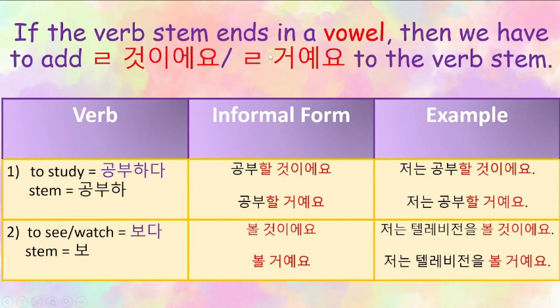Now let's start with the first case. If the verb stem ends in a vowel, then we have to add 을 것이에요 or 을 거예요 to the verb stem. Either you can use 것이에요 or you can use 거예요. We have used both examples here. Suppose, for example, I have to conjugate the verb 공부하다. First thing you are going to do is remove 다 and the stem will be 공부하. Now there are two ways. If you use 것이에요, what will it become?